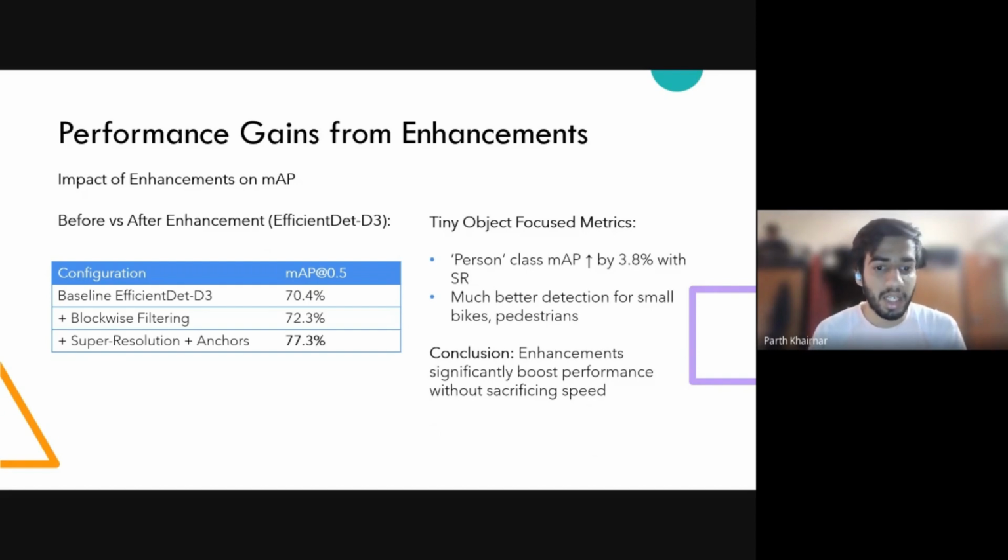So first, we evaluated our base model, EfficientDet D3, on the FLIR dataset and observed an initial MAP of 70.4%. With our Blockwise filtering, we improved that to 72.3% simply by discarding low information image blocks early in the pipeline. Then, by adding super resolution, adaptive anchor tuning, and context-aware detection layers, we reached a final accuracy of 77.3%. Most notably, person detection, which is often a small and distant object in the FLIR scenes, improved by nearly 3.8%, showing the clear benefit of targeted enhancement strategies.